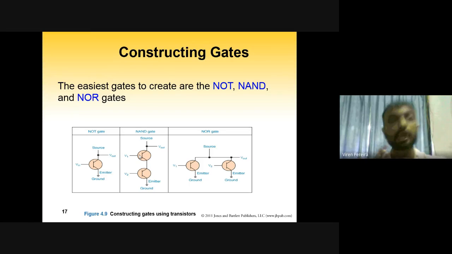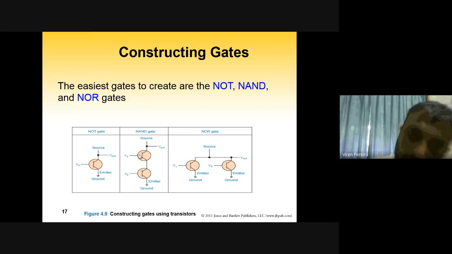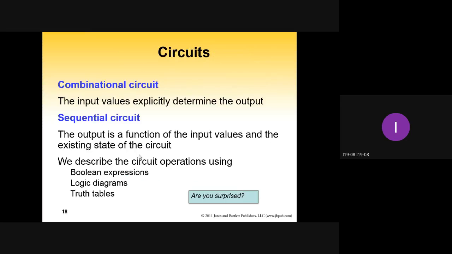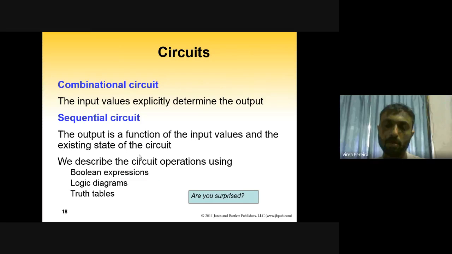So this is how you can use transistors to make your NAND gate, NOR gate and NOT gates. In the same way, you can use transistors to even make AND gates and OR gates. Till here, everyone is clear? So next class we'll go to the 18th slide, which is circuits. All right.